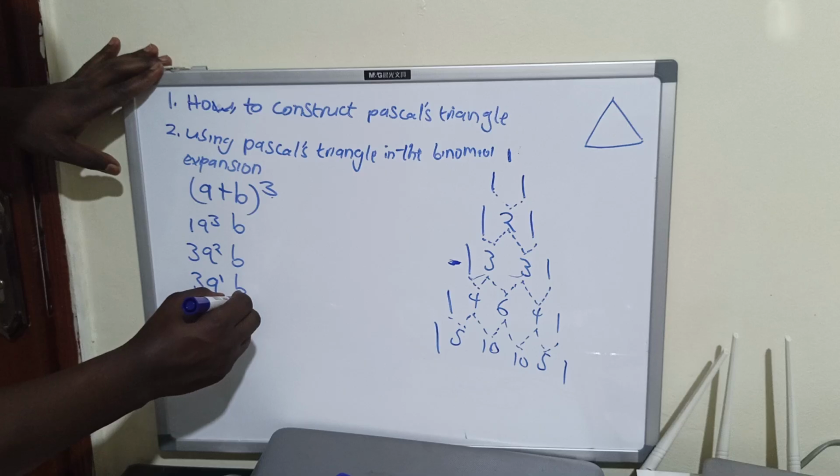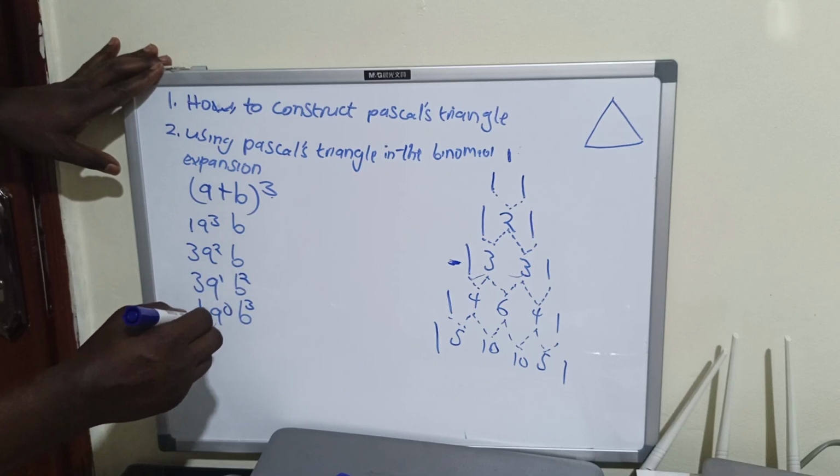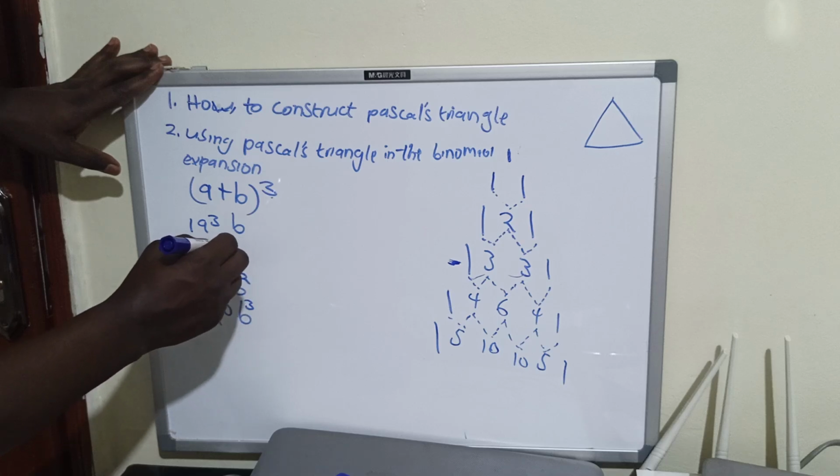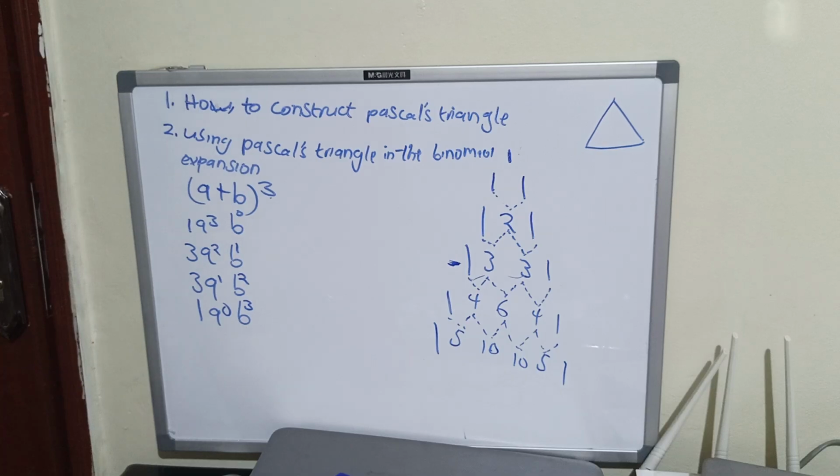Whereby you say b raised to power 3, b raised to power 2, b raised to power 1, b raised to power 0. You've understood? Let me be clear again.